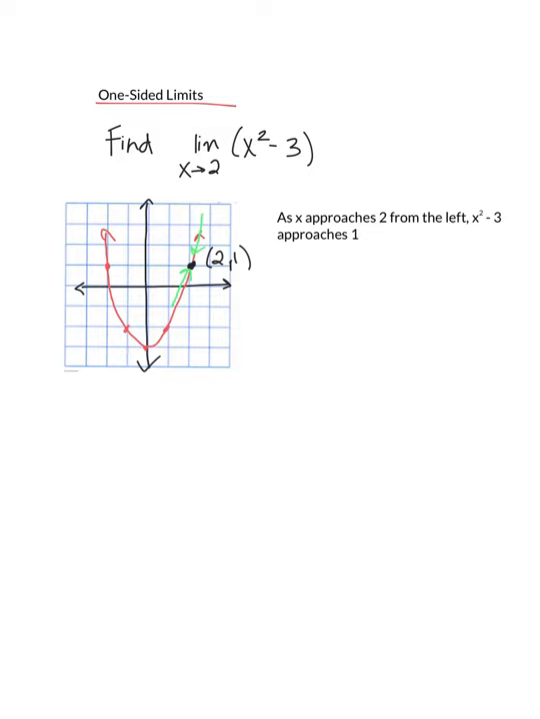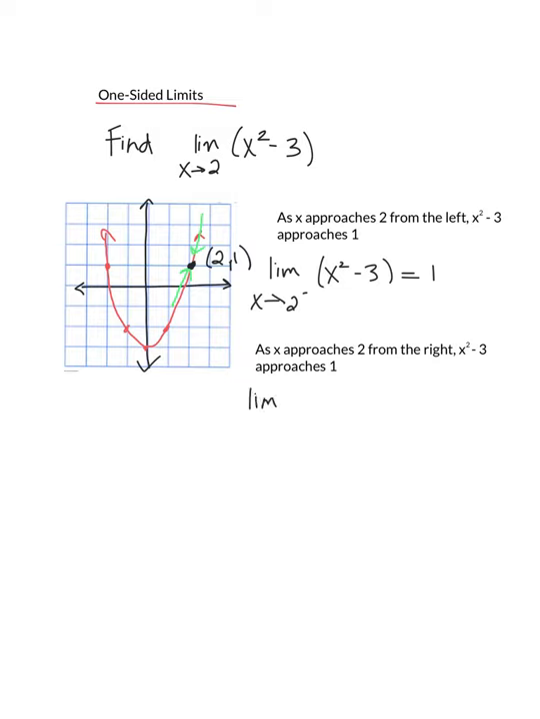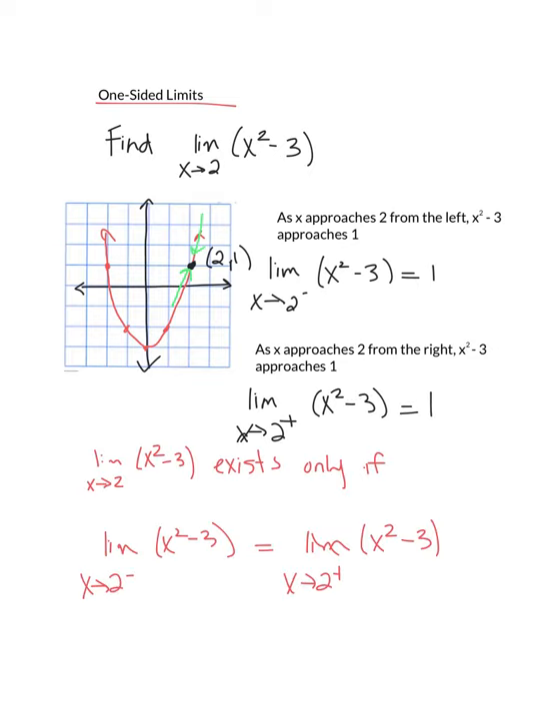So I've just written this out here. As x approaches 2 from the left, x squared minus 3 approaches 1. And if I write this out again, the limit as x approaches 2, and I'm going to put a little minus sign here, that represents from the left, of x squared minus 3 equals 1. And then again, as x approaches 2 from the right, x squared minus 3 approaches 1. So I would say the limit as x approaches 2, with a plus sign here to represent from the right, of x squared minus 3 equals 1.